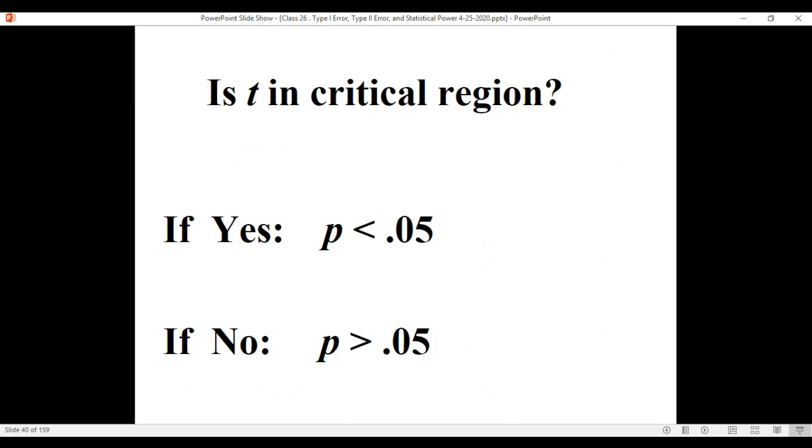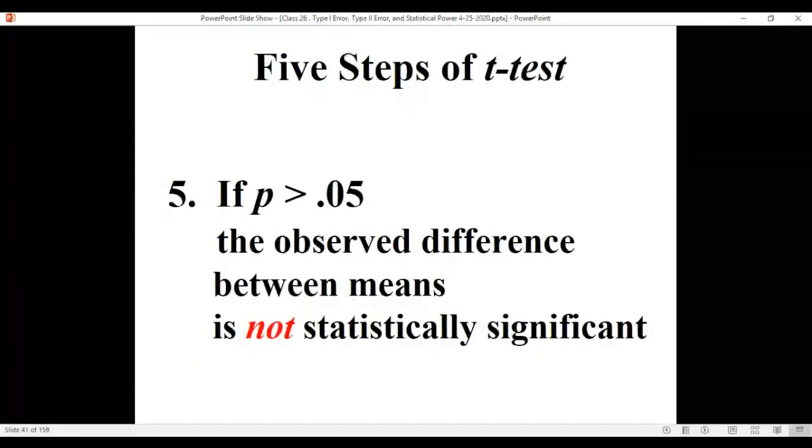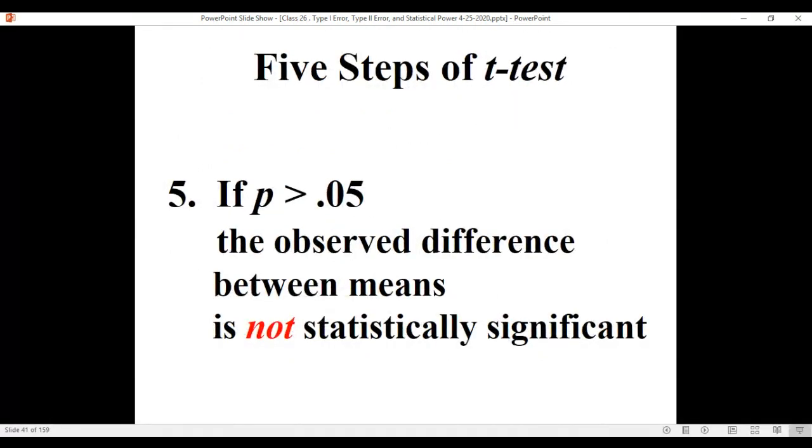Okay, now we're ready for the 5th and final step of the t-test. If p is greater than 0.05, we conclude that the observed difference between the means is not statistically significant, and we accept the null hypothesis. In other words, we conclude it looks like the population means may be the same.